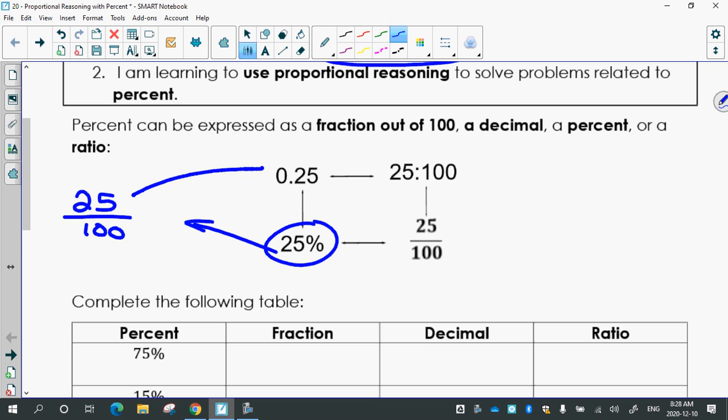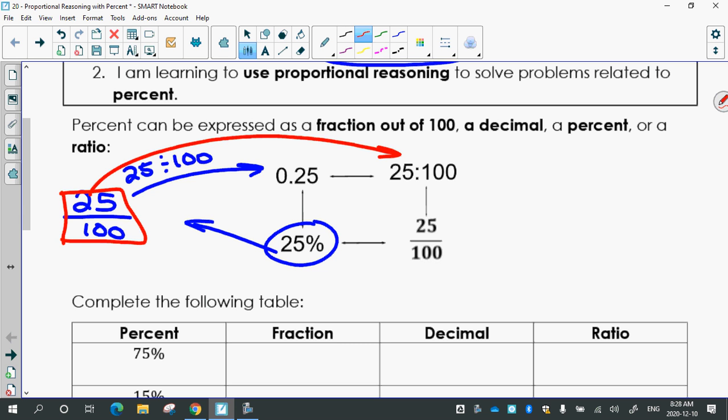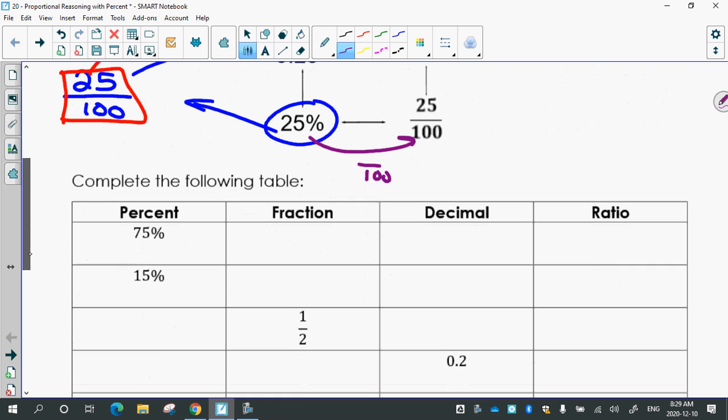So how do you go from here to here? You go on your calculator and you do 25 divided by 100. And that's what gives you 0.25. And then how do we get from here to here? Well, we think of this fraction as a ratio. 25 to 100, 25 over 100 means the same thing. Okay? And then how do we get from here to here? We remember that percent means out of 100. Okay? So those are the connections, and now we're going to look at a table.